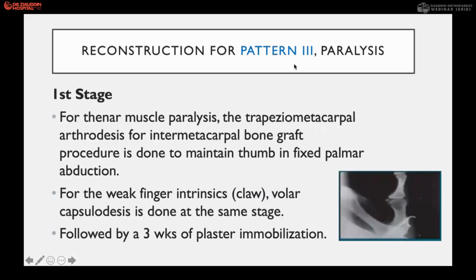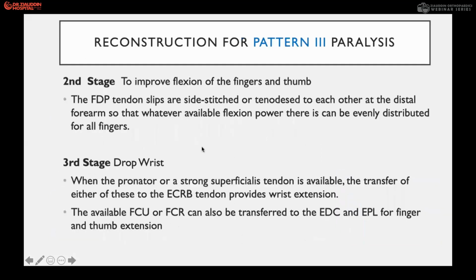So when there is a pattern 3 paralysis, there is a stage-wise treatment. In the early stage, you need to do the arthrodesis of the trapeziometacarpal joint, finger intrinsic transfers and volar capsulodesis. Then second stage surgery for transfers of the flexor digitorum profundus slips for the fingers. And in the third stage, you do the wrist arthrodesis.